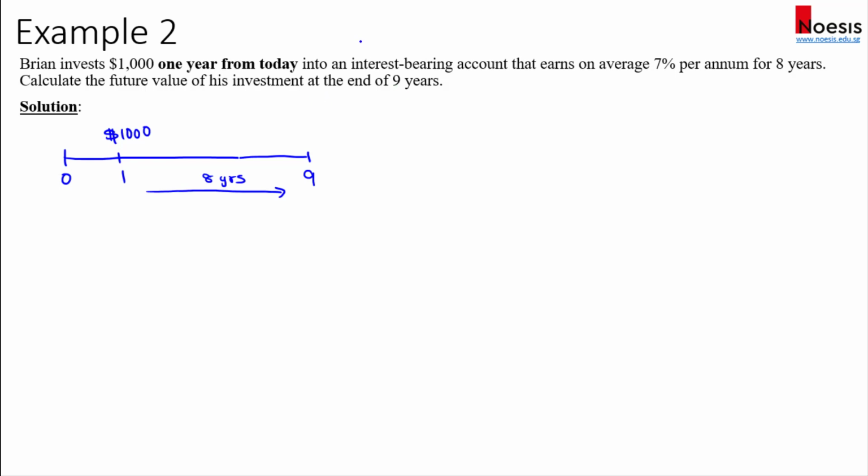Now it's always good to draw the timeline of the cash flow to have a good understanding of how long the investment is for. And in this case, the investment is not for 9 years, it's only for 8 years. So again, we want to find out what is the future value of his investment at the end of 9 years. So the future value, again, based on the formula earlier, is PV times 1 plus R to the power of n. So this will be $1,000 multiplied by 1.07 to the power of 8 instead of 9. Okay, since he's only investing for 8 years.